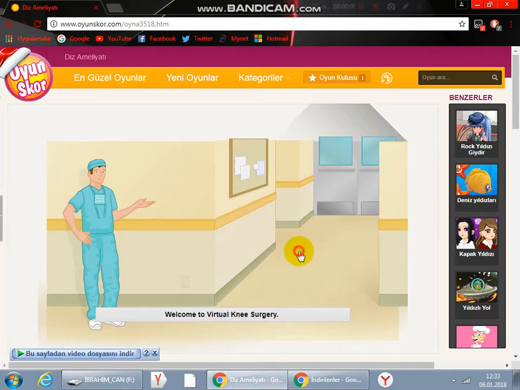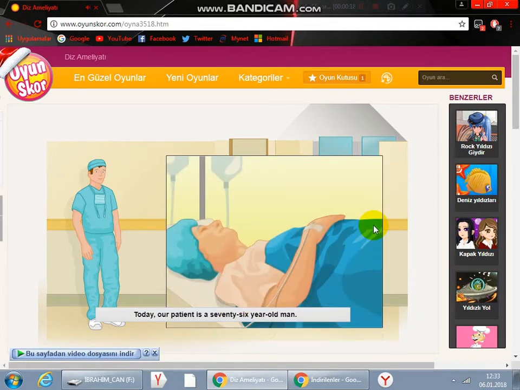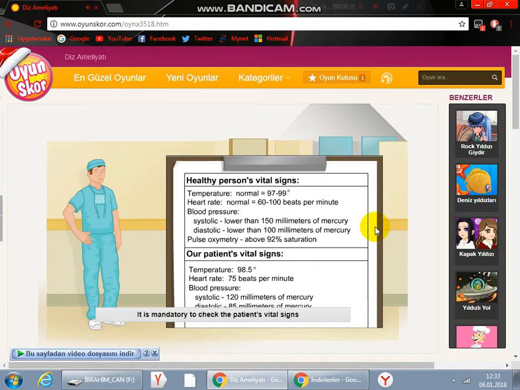Hadi başlayalım. Welcome to virtual knee surgery. This activity will show you the process of replacing a failing knee joint. Are you ready? Today, our patient is a 76-year-old man. It is mandatory to check the patient's vital signs before beginning surgery. An anesthesiologist in the operating room performs this step. If the patient's vital signs are not in the normal ranges, we will not proceed with the surgery.